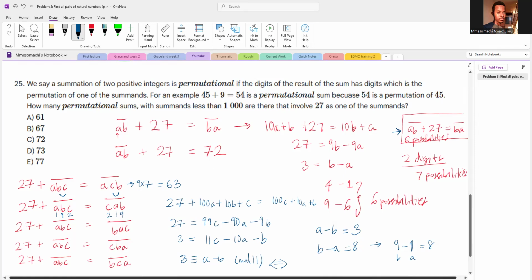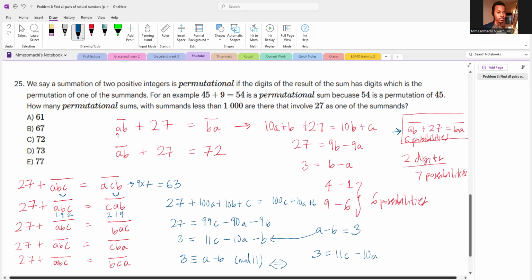Now, if we look at the other case, A minus B equals 3, let's see what we can get from there. Let's erase this. If you plug A minus B equals 3 into this equation here, what do we get? Rather, let's plug it into the simpler one. So we'll have 3 equals 11C minus 10A.